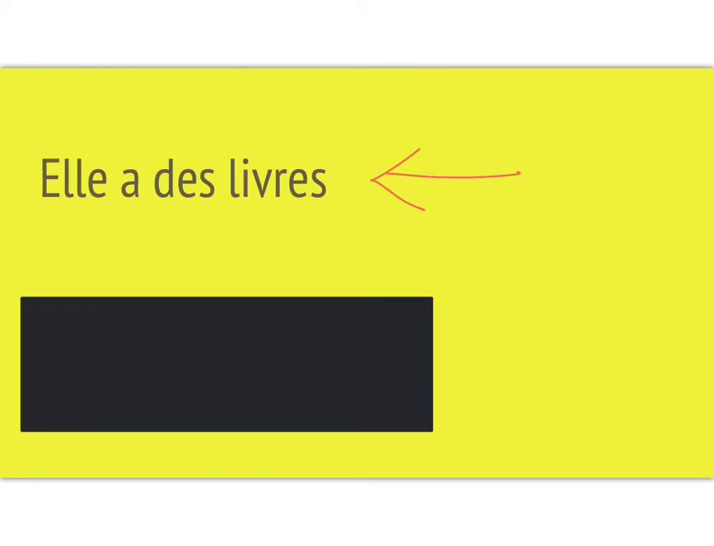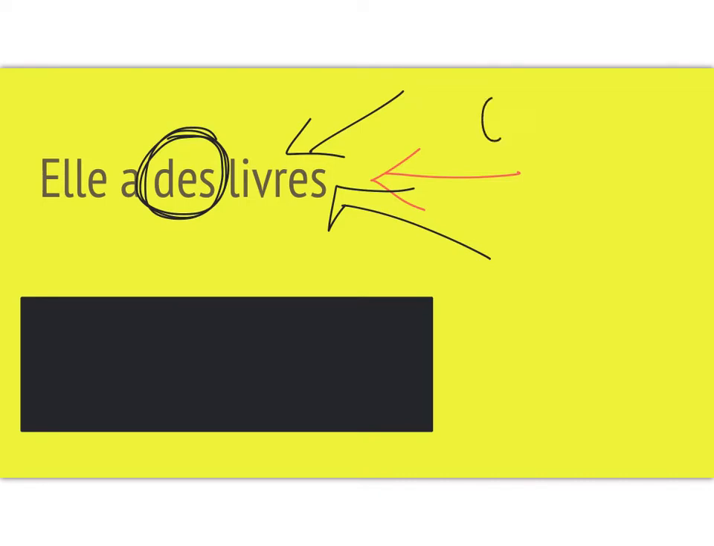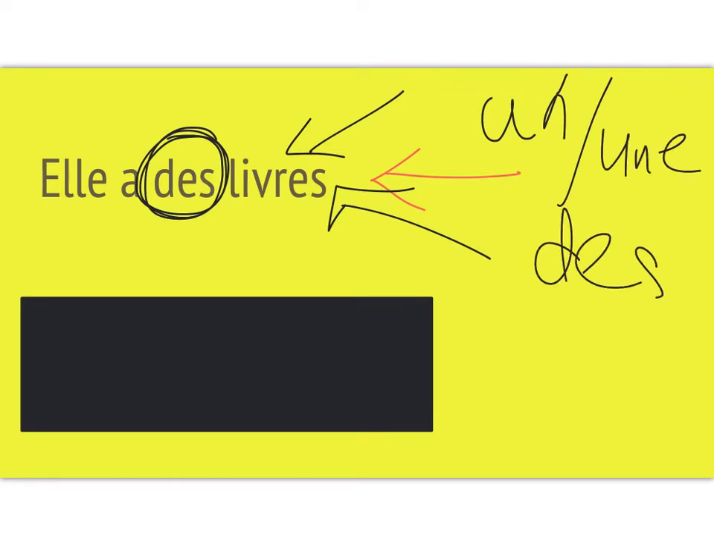So your job is to take this sentence right here and turn it negative with a focus on your article, to make sure you either change them to de or d' if needed, or leave them alone. So remember, the rule is you can't have une or des in a negative sentence. Wrong, can't do that.